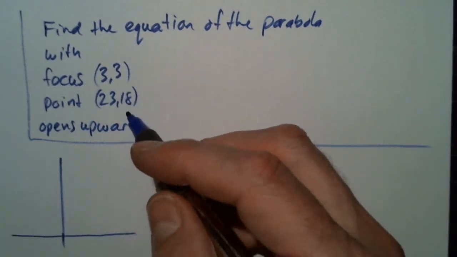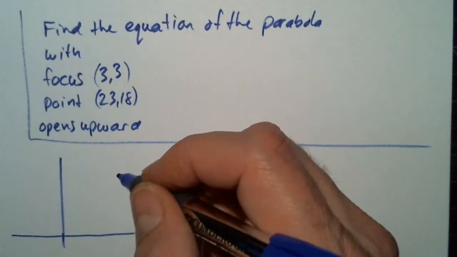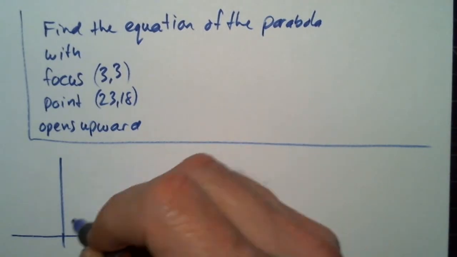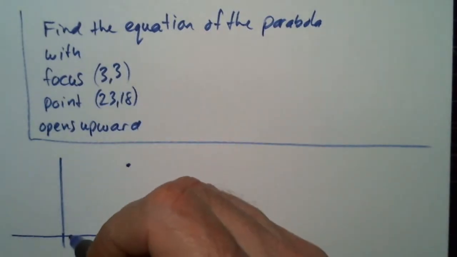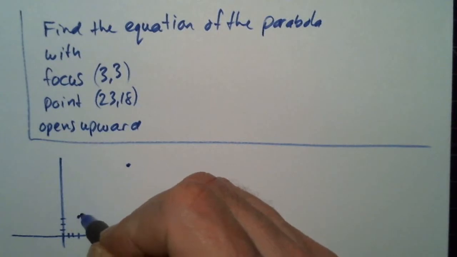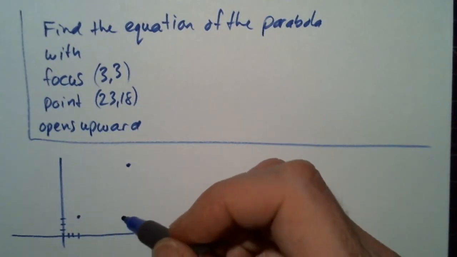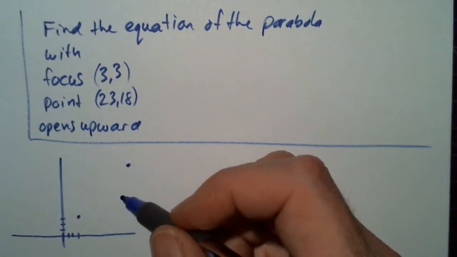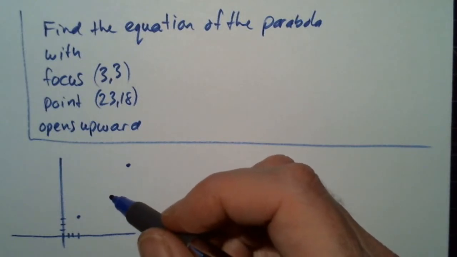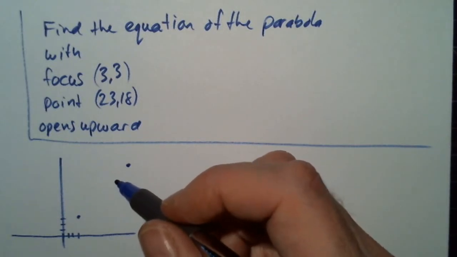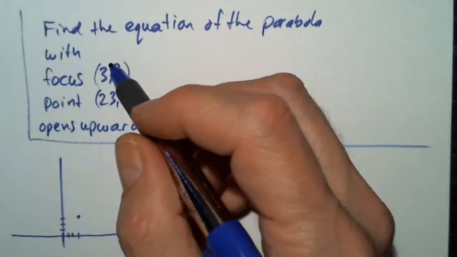We have this (23, 18). Let's not draw it to scale. We know it'll be over 23 somewhere up there, and then the focus is up there, but we don't know where the vertex is, so we need the vertex to find the shift translations.